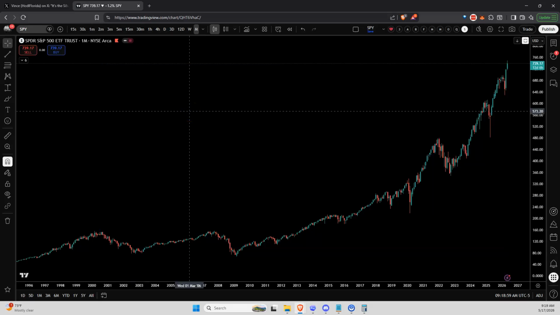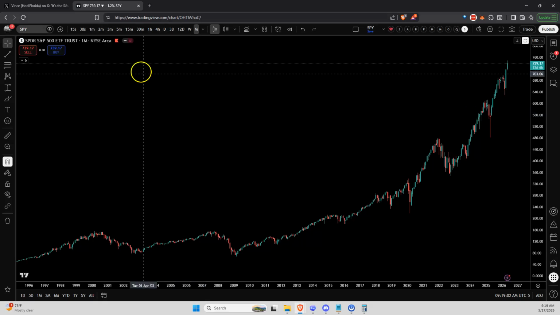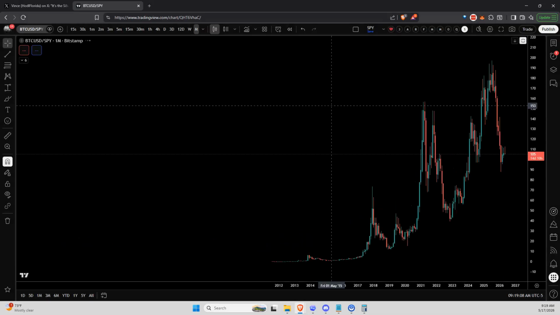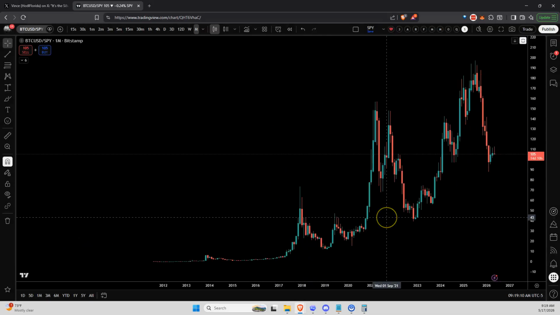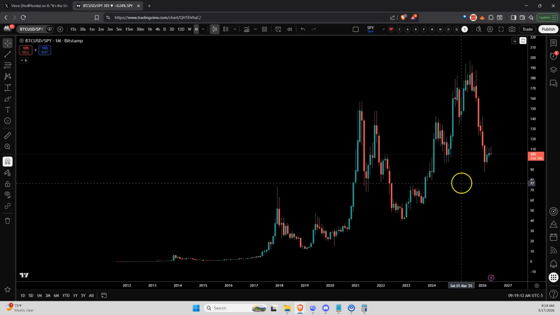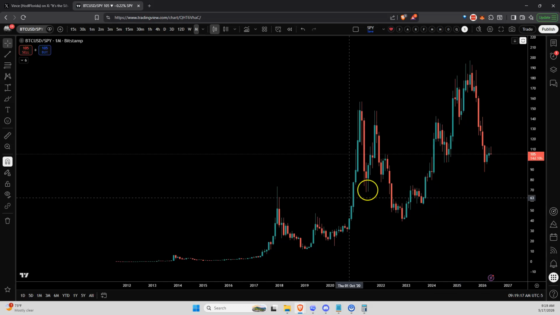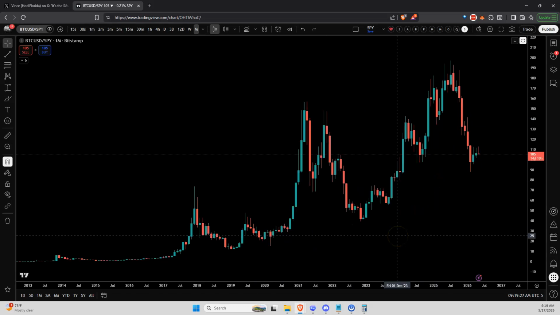And that brings me to my second point of this video. A lot of times I'm doing comparisons of Bitcoin versus other assets. So you'll see me do something like this, Bitcoin divided by SPY. And when we look at this chart, it's like, wow, look how much it's outperformed the SPY over the long term. Yes, it's down over 50% right now, but over the long term, it's not a fair comparison.